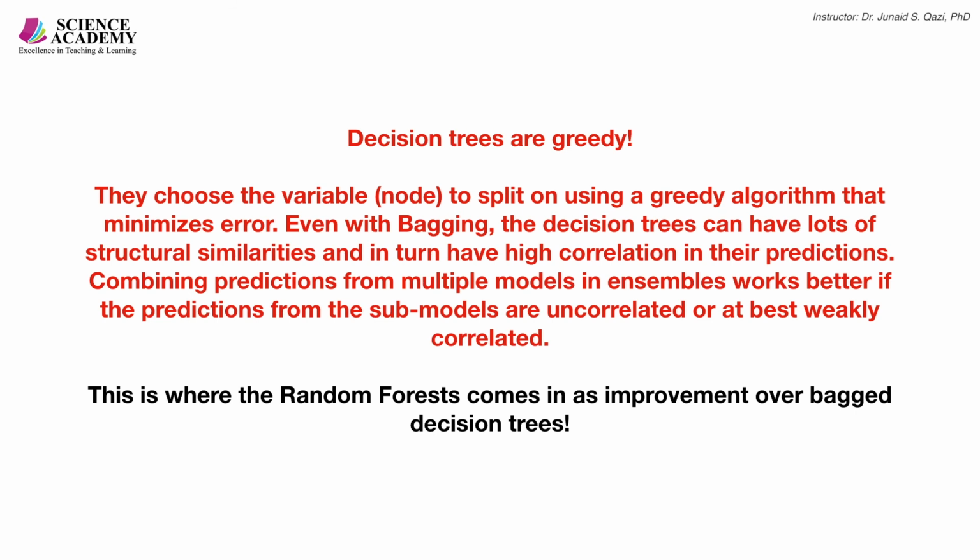So the decision trees are greedy. They choose the variable to split on using a greedy algorithm that minimizes the error. Even with bagging, the decision trees can have lots of structural similarities and in turn have high correlation in their predictions. Combining predictions from multiple models in ensembles works better if the predictions from the submodels are uncorrelated or at least weakly correlated. This is where random forests come in as an improvement over bagging decision trees.